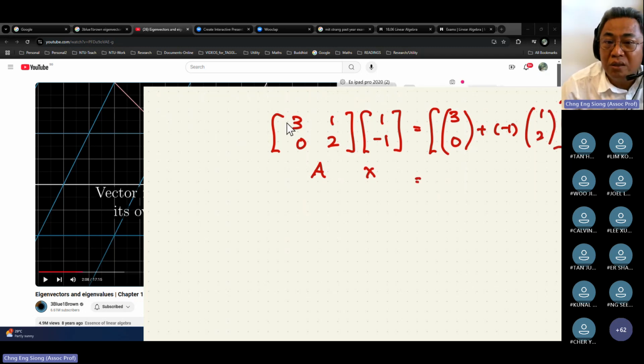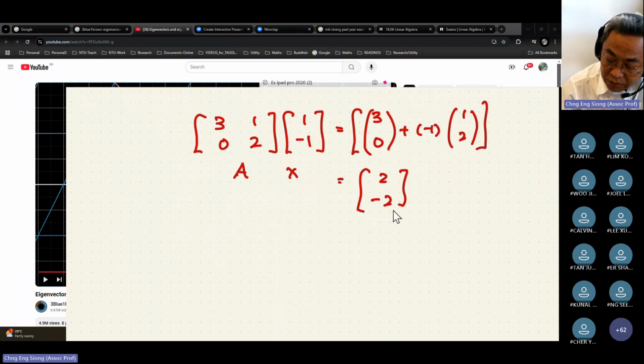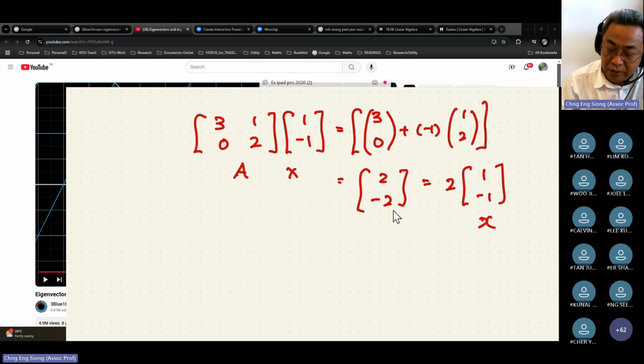I don't do this row times this guy. I think of it as the first column times 1 plus minus 1 times the second column. And the answer is 3 minus 1, which is 2, and minus 2. So 1, minus 1 goes to 2, minus 2. Isn't this 2 times the original 1, minus 1? This was my x. Okay, so now I see that it's fine.